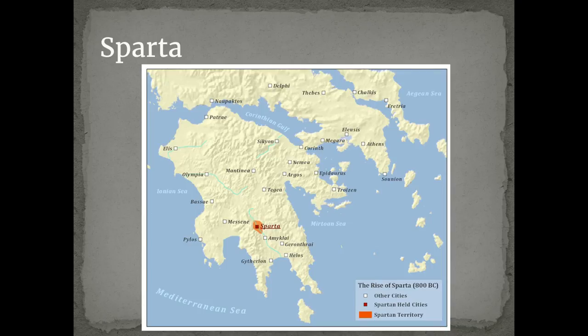Okay, the next one we're going to talk about is Sparta. If you guys all can see Sparta on this little map. Sparta was also a very important city-state in ancient Greece. They rose to become a powerful city around 800 BCE.